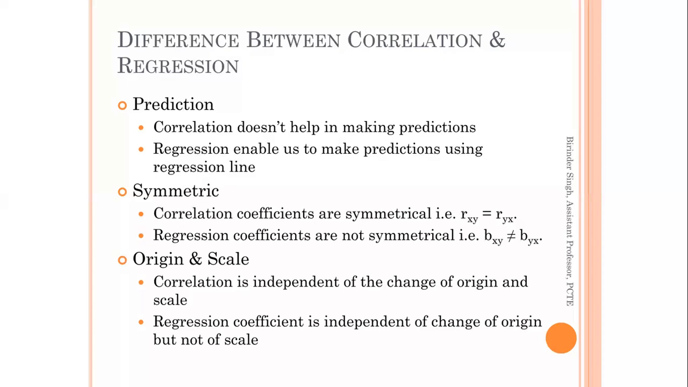And the next one is based on origin and scale. Correlation is independent of the change of origin and scale, whereas the regression coefficient is independent of change of origin but not of scale.